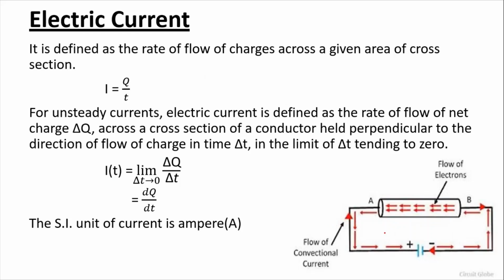Here you can see the diagram. In this diagram, the electrons are moving from the negative terminal to the positive terminal. Current is defined to flow from positive towards negative. That is why this type of current flow is called conventional current. The direction of electrons is opposite to the direction of flow of current.